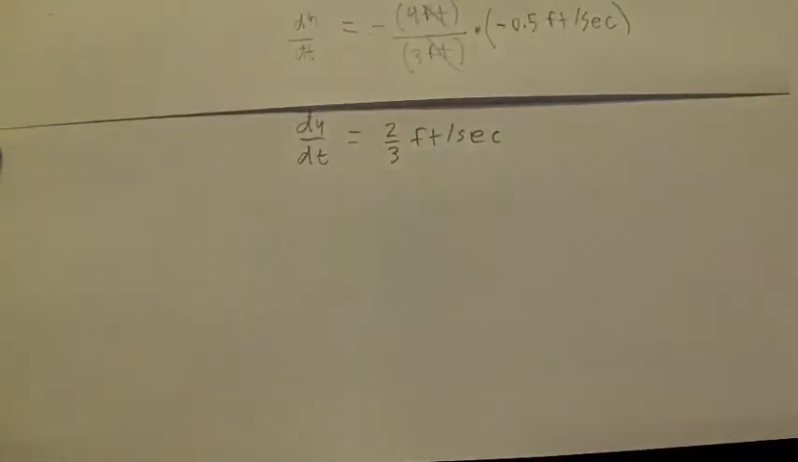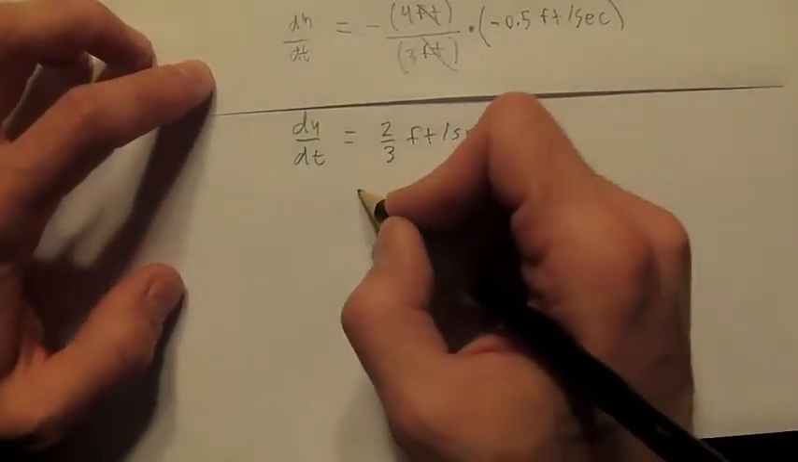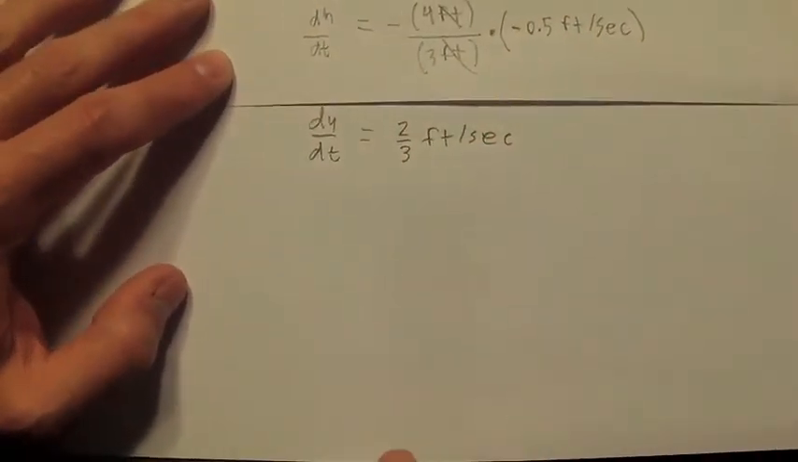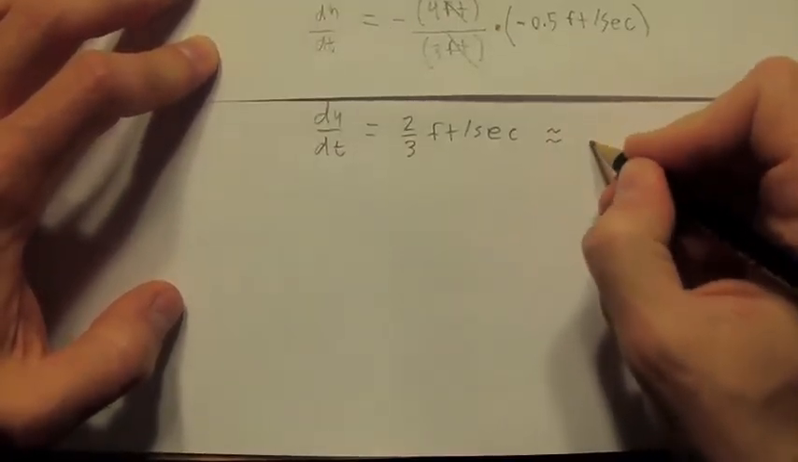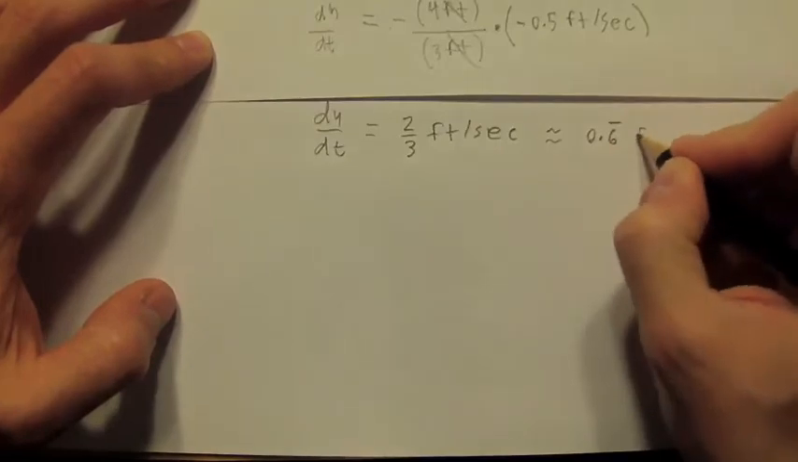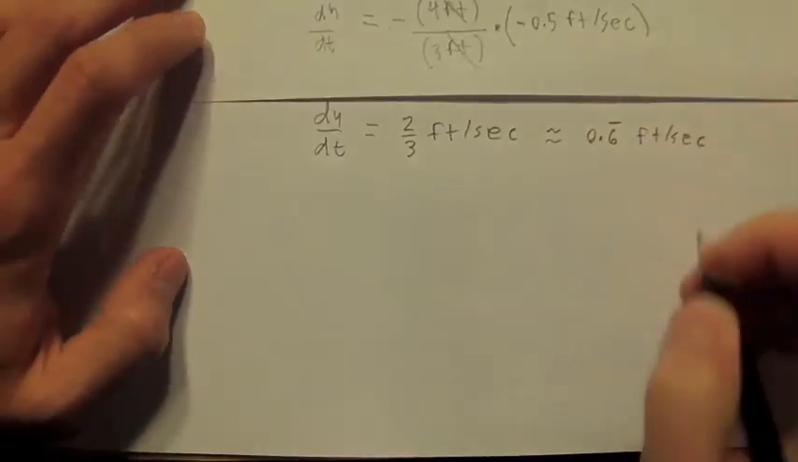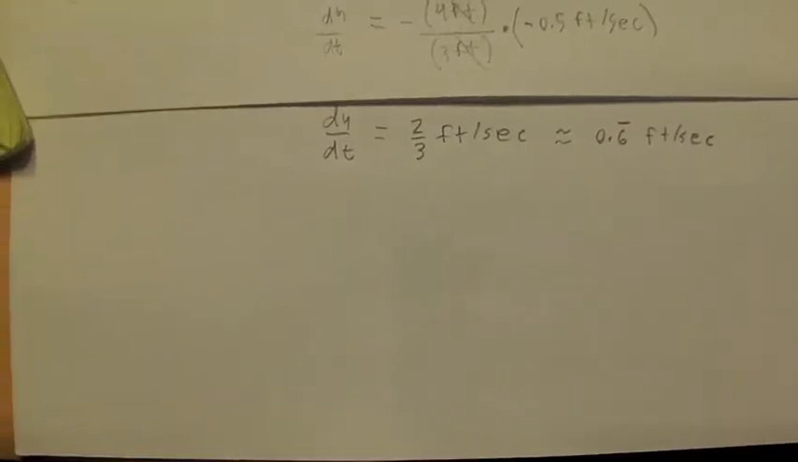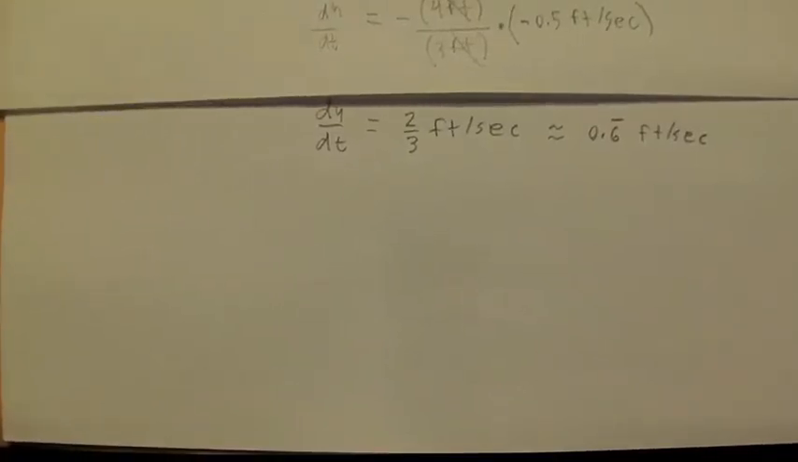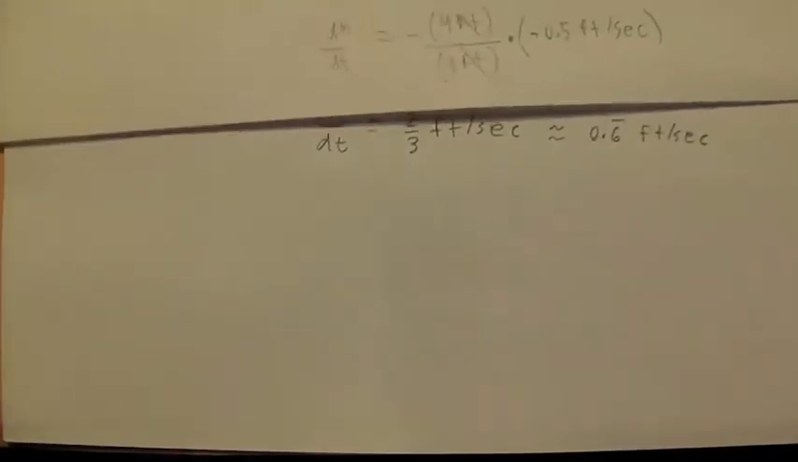All right, and 2/3, that's about 0.666, or 0.6 repeating. Okay, so you know that 2/3 feet per second, if that doesn't really mean much to you, you could say that that's about 0.6 repeating feet per second. And in a lot of these applications, the decimal is going to help out a little bit. And there we go. Okay, that's our first related rates problem taken care of.